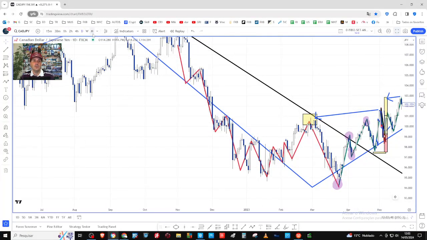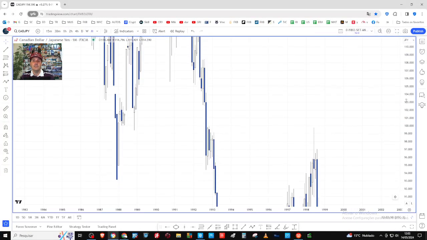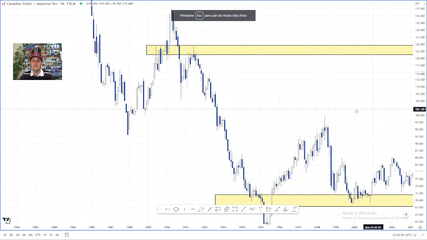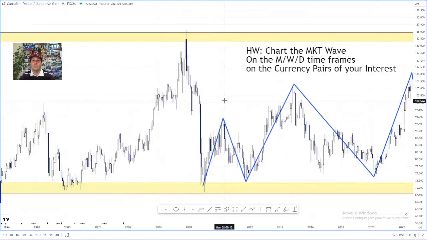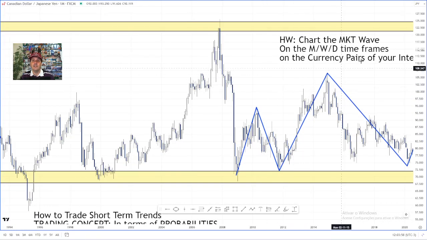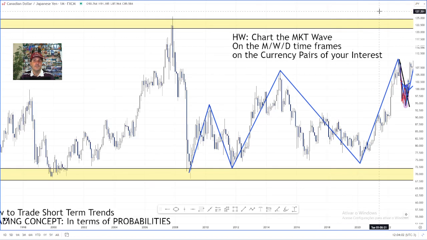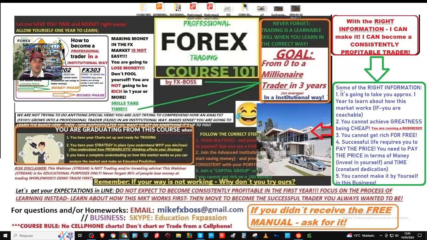Right? What's the homework? Chart the market wave on the weekly, daily. That's the homework. Chart the market wave on the monthly, weekly, daily time frames on the currency pairs of your interest. Why? You are going to graduate from this course when you have, number one, your chart set up and ready for trading.